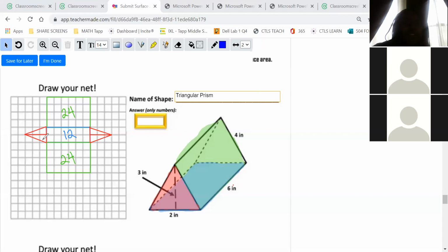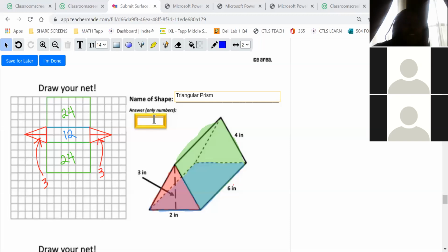And now it's time for me to find the area of my triangle here. Well, the base is 2. The height is 3. So base times height is 2 times 3 is 6. It's a triangle, so now I'm going to divide by 2. 6 divided by 2 is 3. So that means that each one of those triangles equals 3.